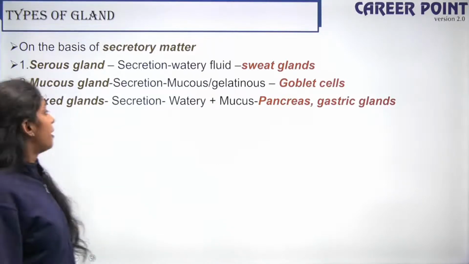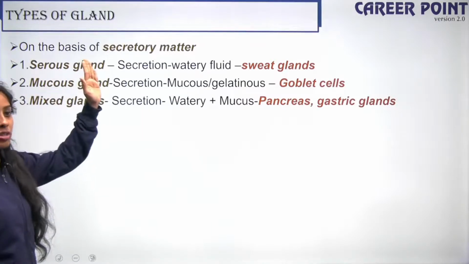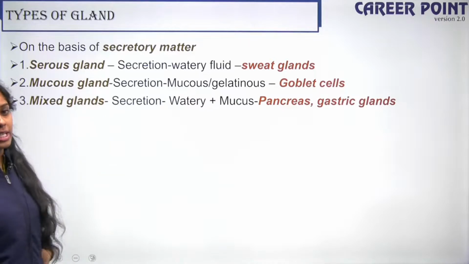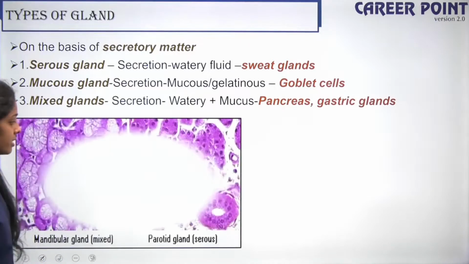All right, so this is based on the nature of secretory matter, whether it's water or mucus. Based on that, you have three types of classification. Is this clear?